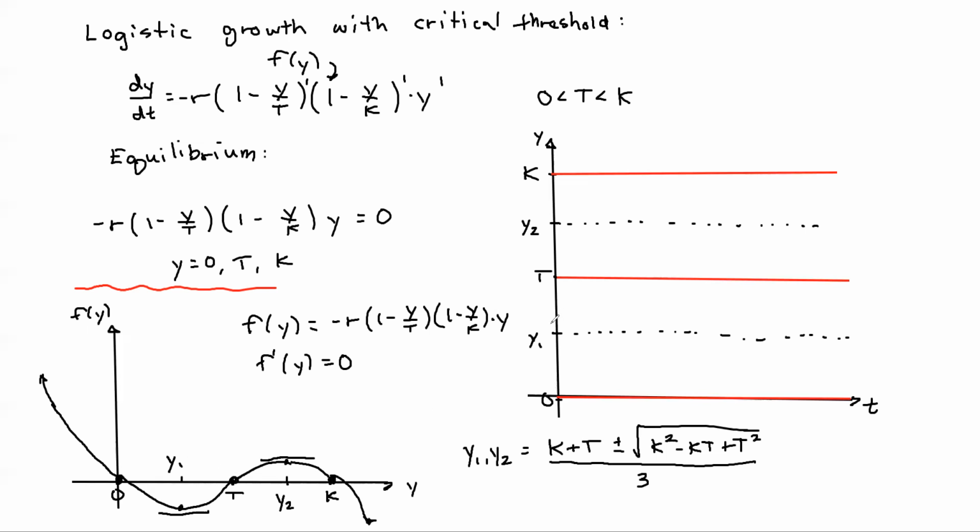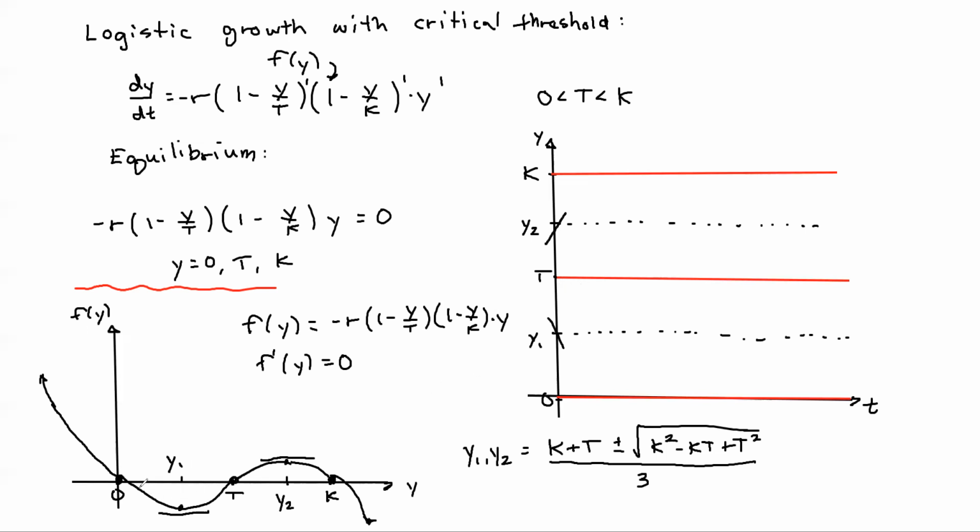And so we can draw the steepest negative slope there. And then between t and k, that's where we have the largest positive slope, at y2. All right, so that's going to be the location where we have the largest positive value for f of y on this interval. And so we have the largest positive slope.